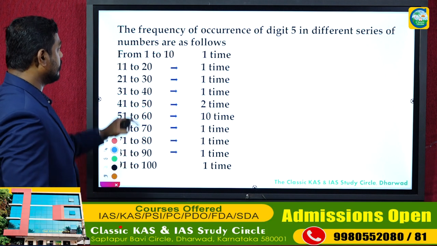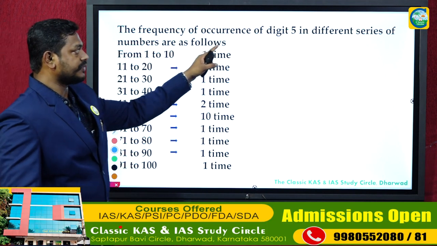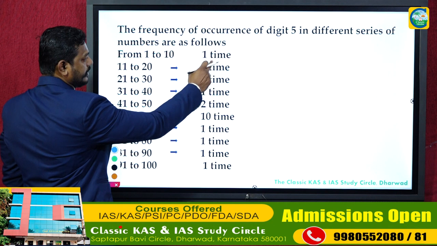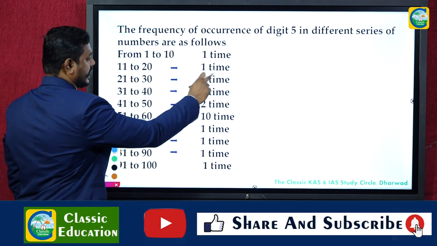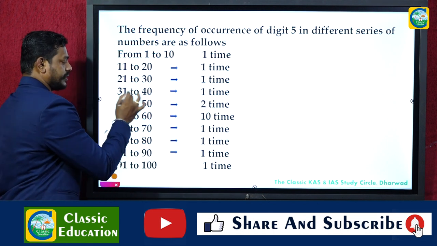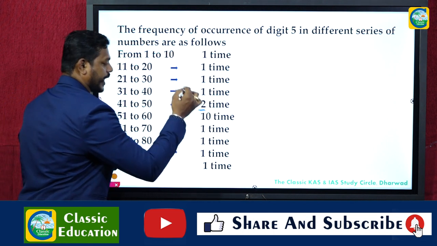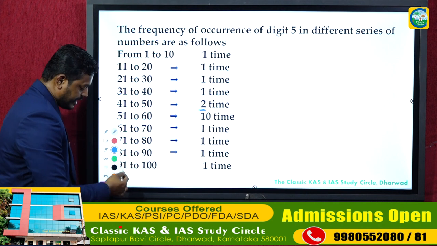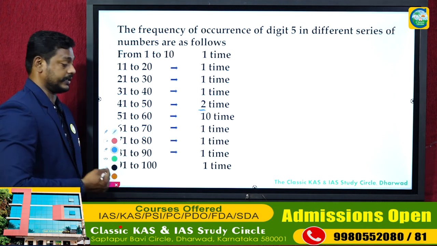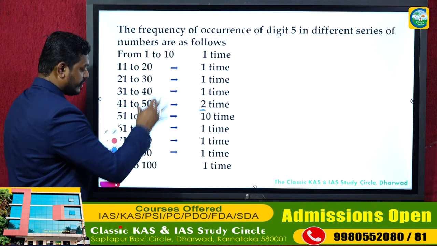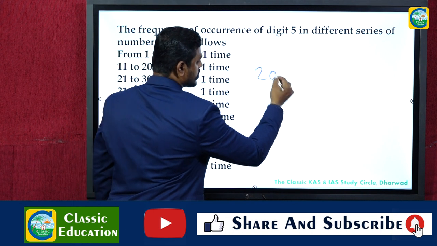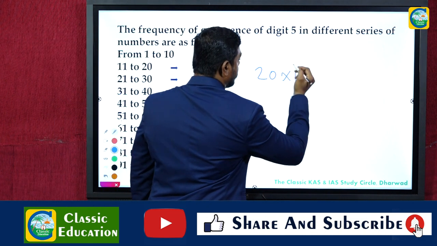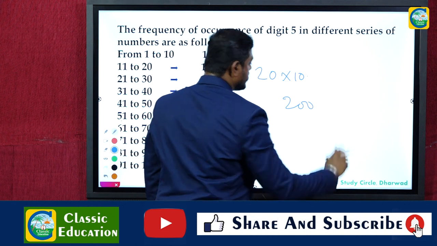The frequency of occurrence of the digit 5 in different series of numbers is as follows. From 1 to 10, this is one time, 5 is there. From 11 to 20, again one time. 21 to 30, the same, one time. 31 to 40 the same. 41 to 50, it will come two times, the 45 and the last one, 50. Then 51 to 60 is 10 times, and so on until 91 to 100. So the total times 5 is repeated from 1 to 100 is 20. So from 1 to 1000 that is 20 into 10, that is 200 times.